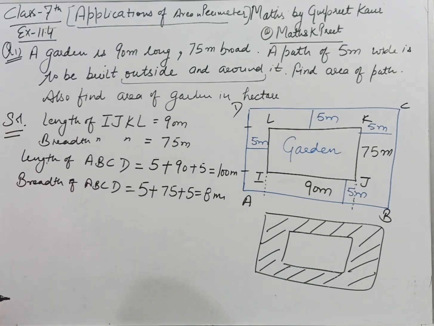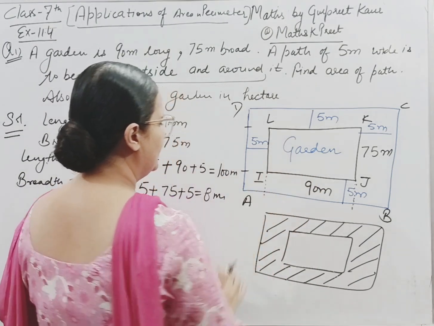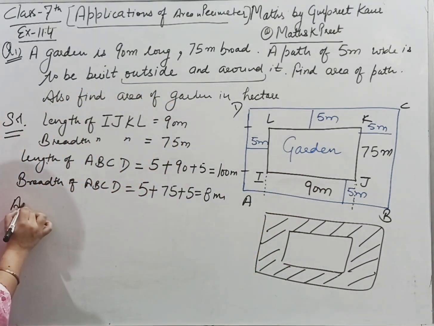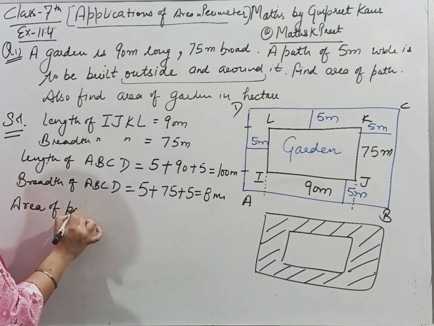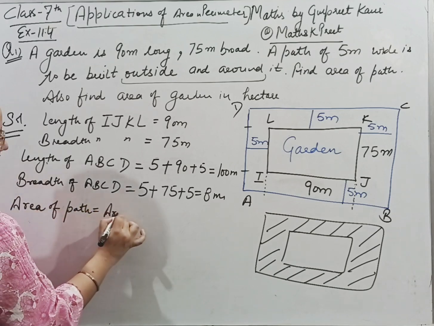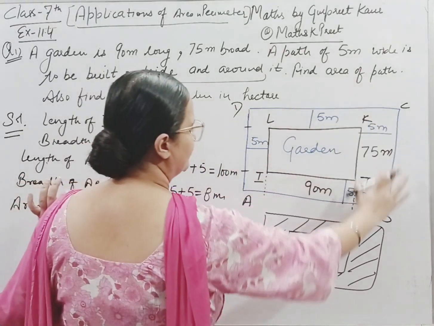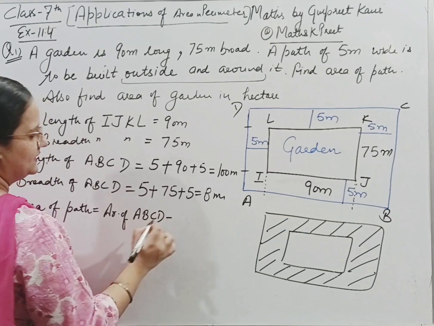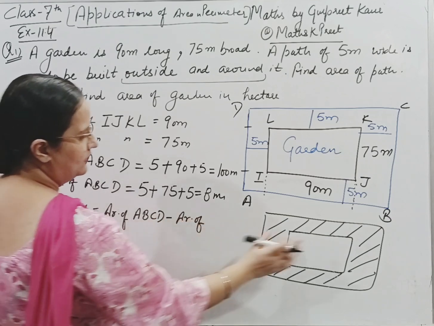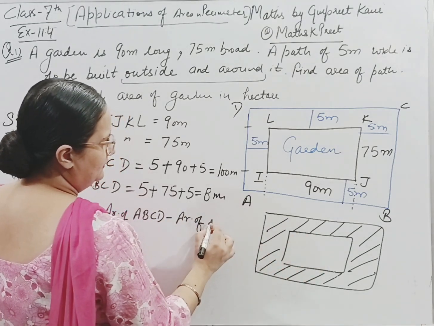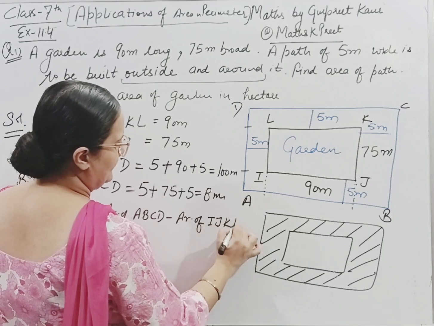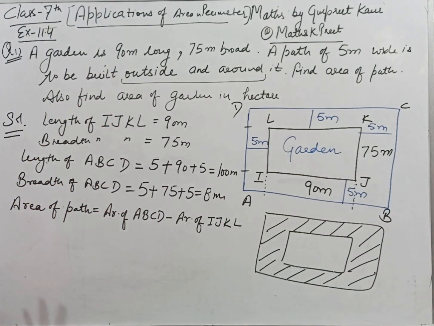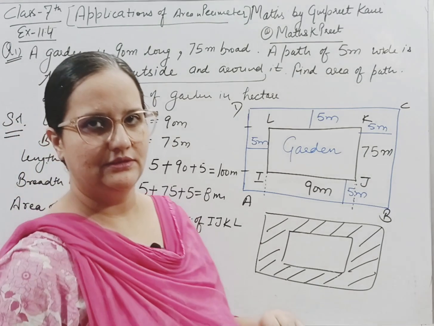Now we have to find the area of the path. So I'll write area of path. Area of path will be equal to what? Area of this bigger figure. What is the name of this figure? Area of ABCD, and from this area we will subtract the area of this garden, area of IJKL. Both the figures are rectangular. We know the formula for the area of a rectangle. What is the formula? Length into breadth.